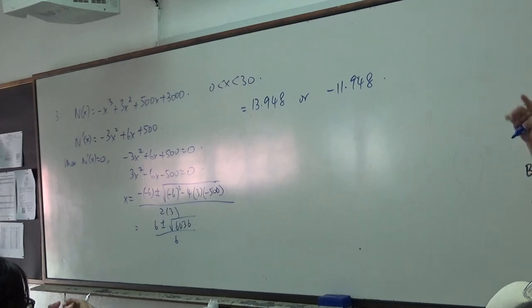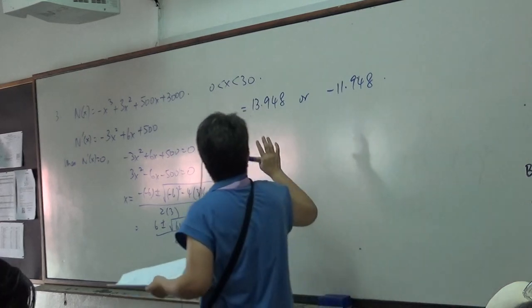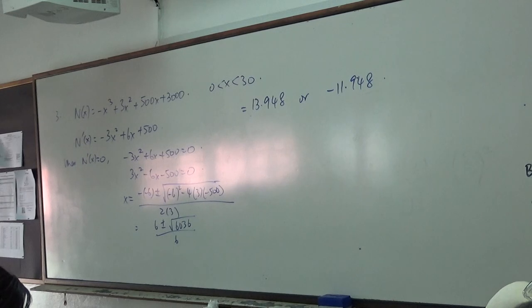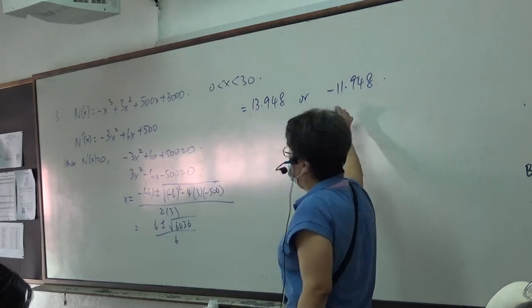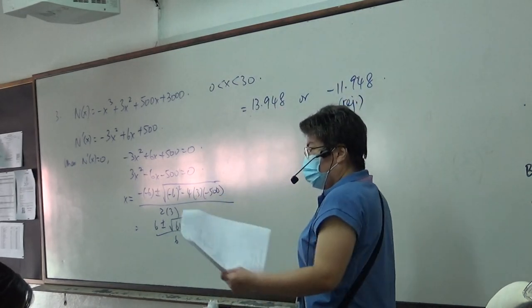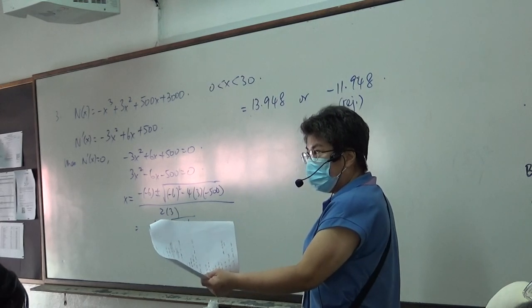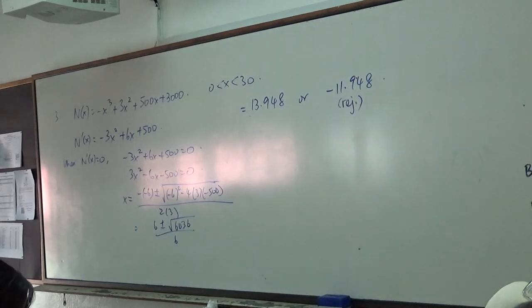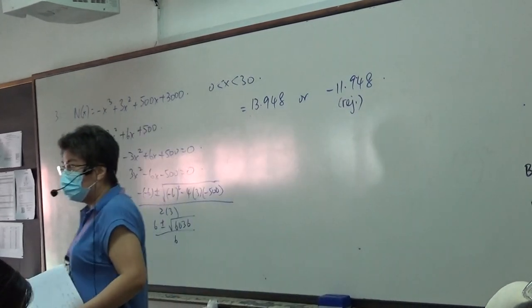Actually, parts 1 and 2 are actually connected. I don't understand why they're separating. Can you see they say at what temperature does the number of bacteria reach its peak, right? Now, this is the value for x. They tell you x is between 0 and 30. So, this guy is rejected. If not, it can be accepted, you know. Why? Look at the question. x represents what? Temperature. Can temperature be negative? Yes. Who says temperature cannot be negative?